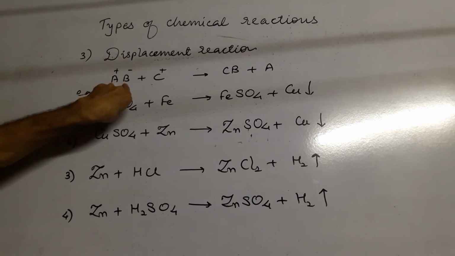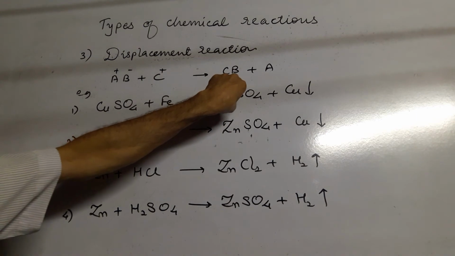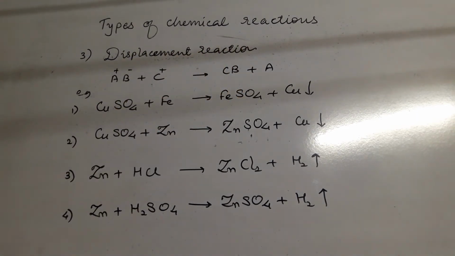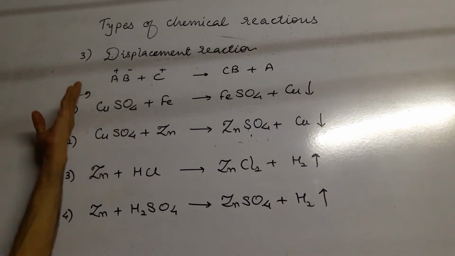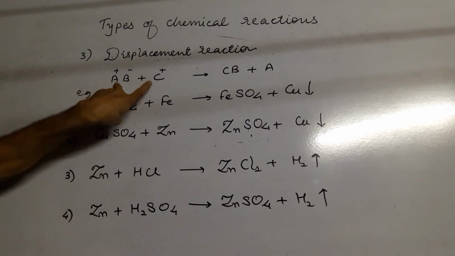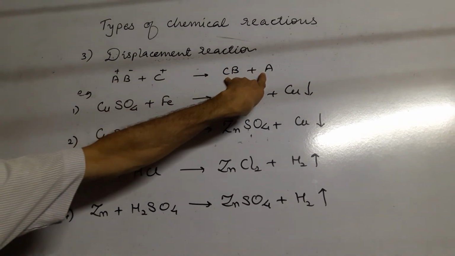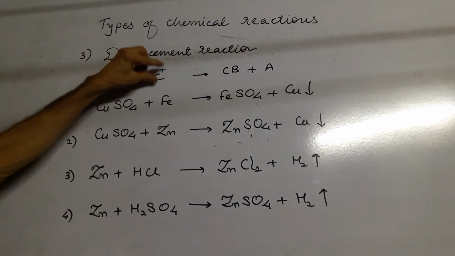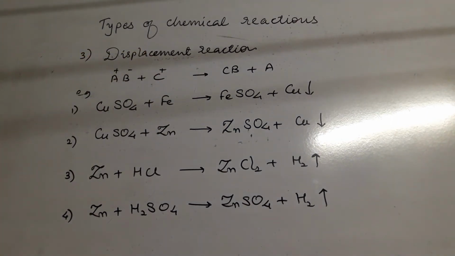Here the bonds between A and B are broken, and new bonds between C and B are formed, and A is displaced. So this type of reaction is the displacement reaction. On the reactant side there are 2 compounds, and the product side also has 2 compounds. The number of compounds remains the same, but the place of one is taken by the other. Now let us take the examples.